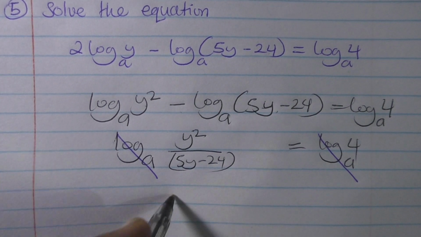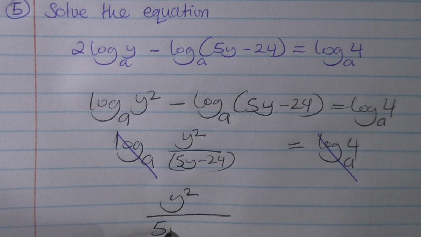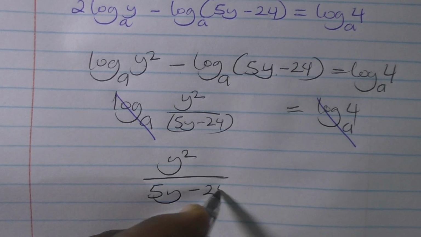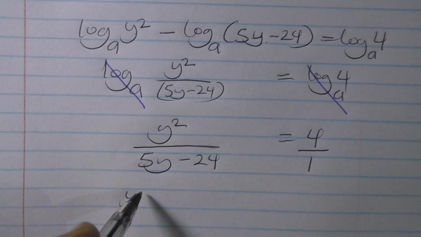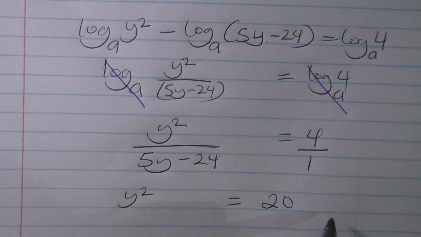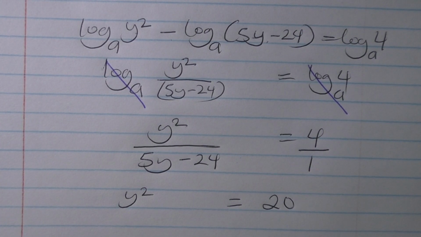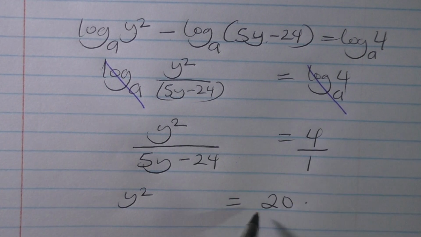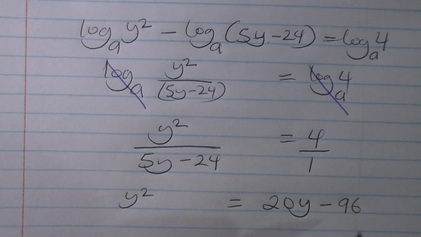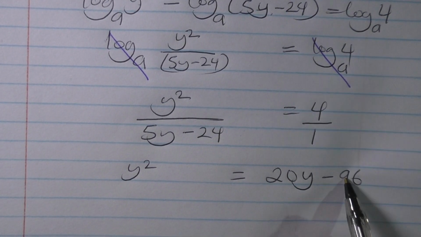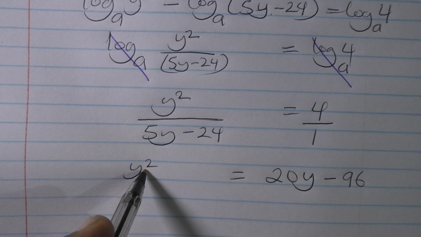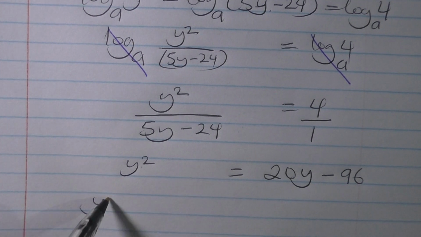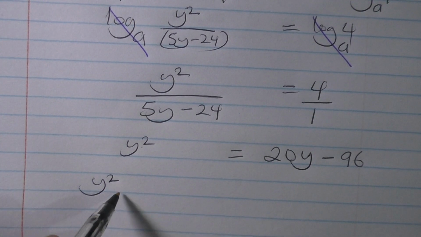That is to say, I'll end up with y squared over 5y minus 24 equaling to 4. Cross multiply to get us y squared equaling to 20y minus 96, because 5 times 4 is 20, and 4 times 24 is 96. So we crossed over to get a quadratic equation. The moment you have a second degree, just know that it is a quadratic equation of power 2.